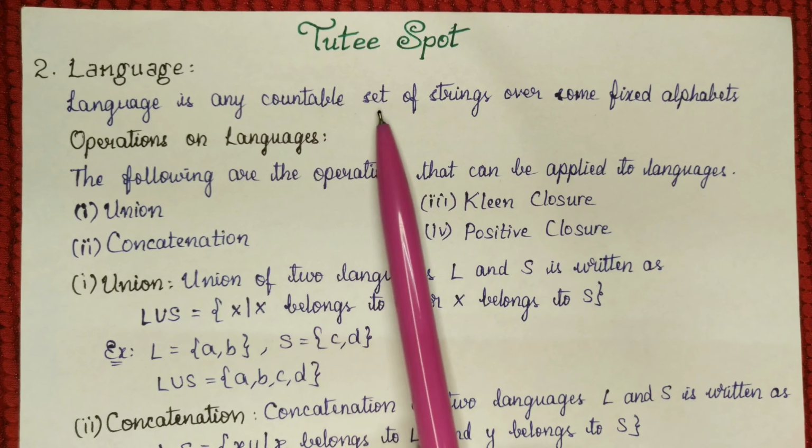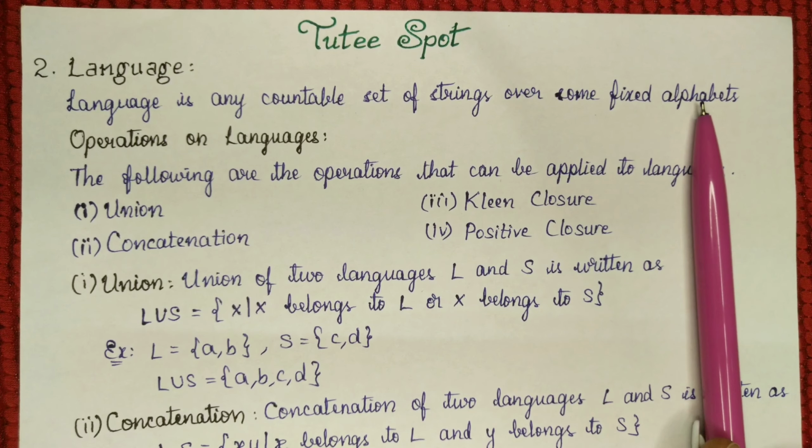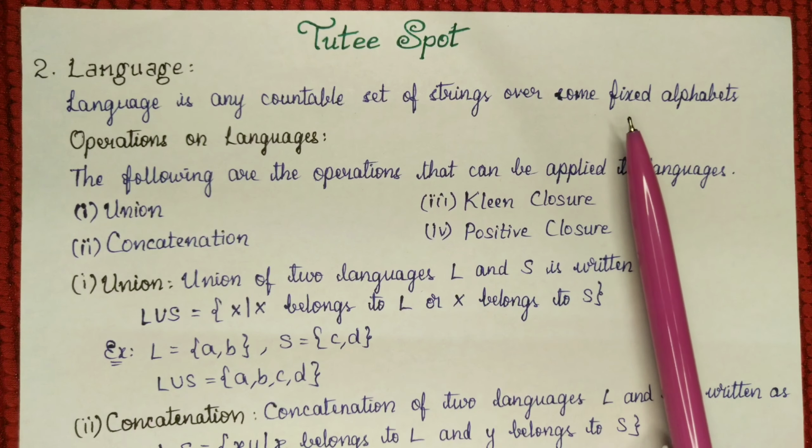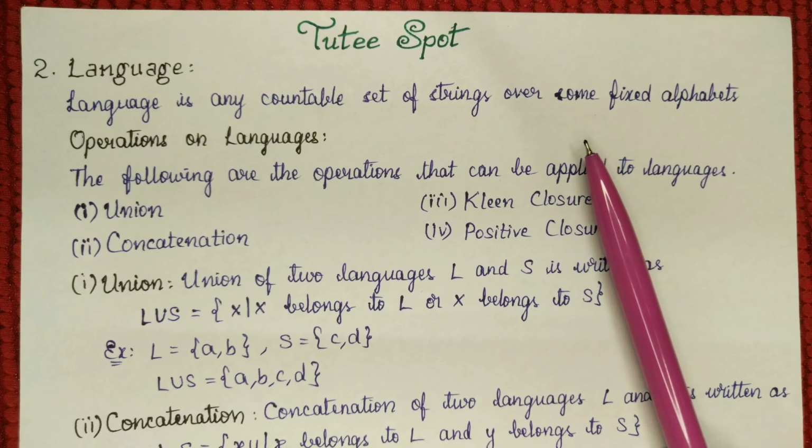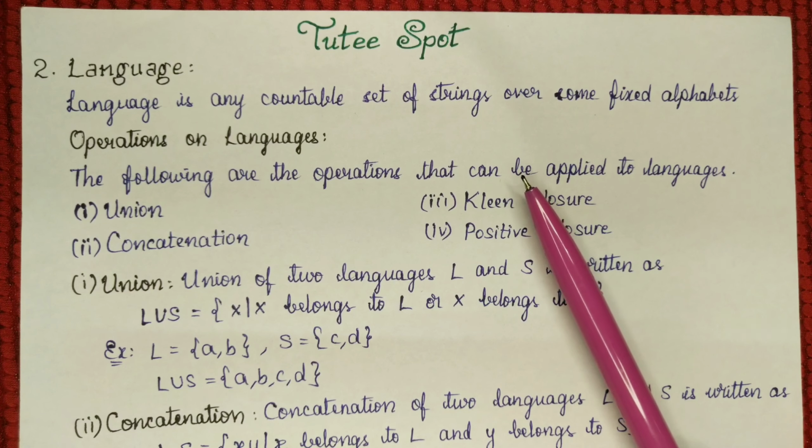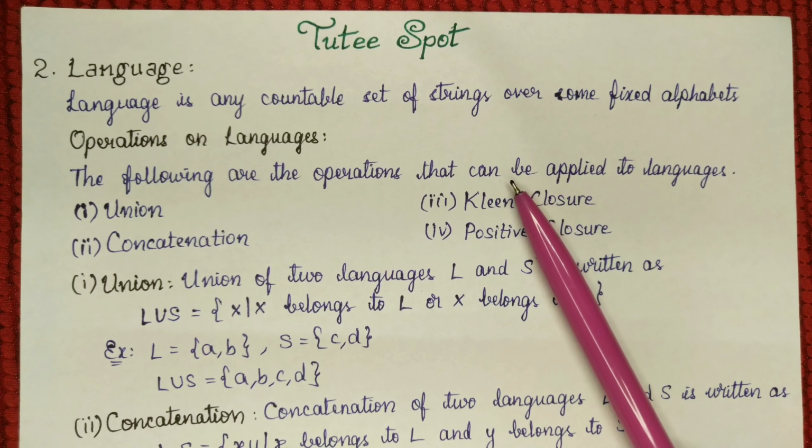And the second topic in specification of tokens is language. Language is any countable set of strings over some fixed alphabets. Usually language is a finite set of strings with some symbols or alphabets. Let's see different operations performed on language in lexical analysis phase.